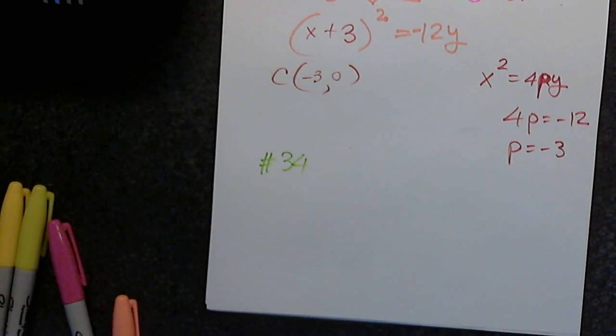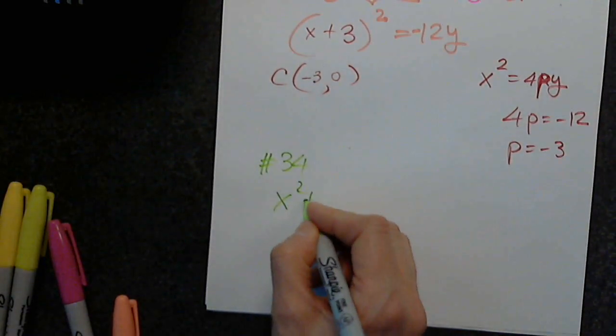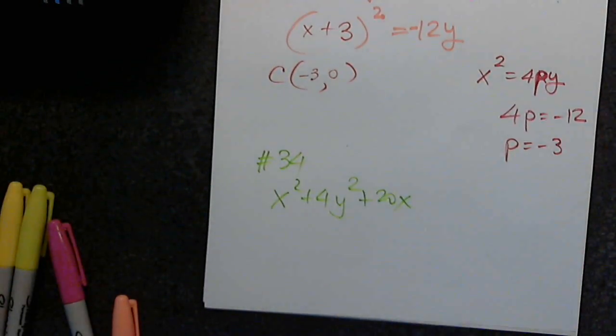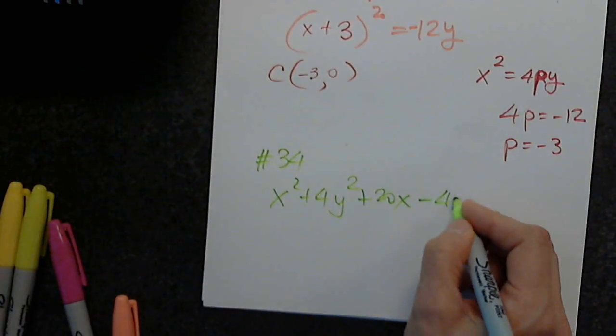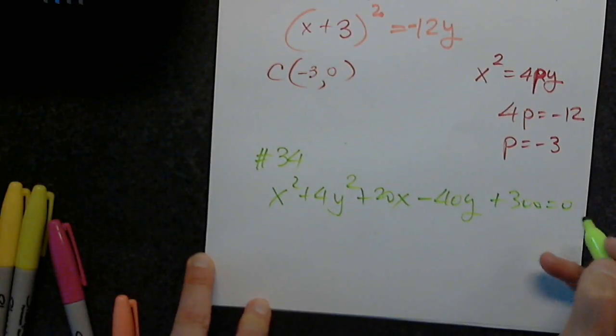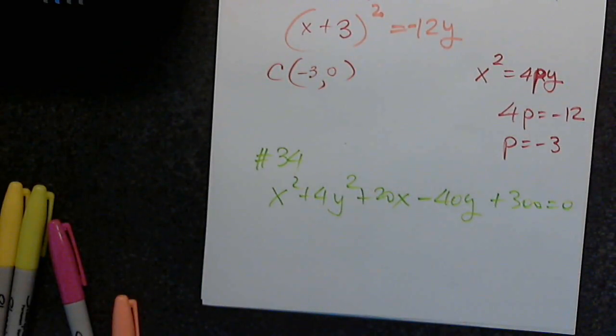34 it is. x squared plus 4y squared plus 20x minus 40y plus 300 equals 0. One thing is certain. This will not be what? Parabola. Yes, because the parabola cannot have x squared and y squared. So it can be a circle, however, because the circle was presented in chapter 1, it's not going to be a circle here. So it can be an ellipse or a hyperbola or none of the above.